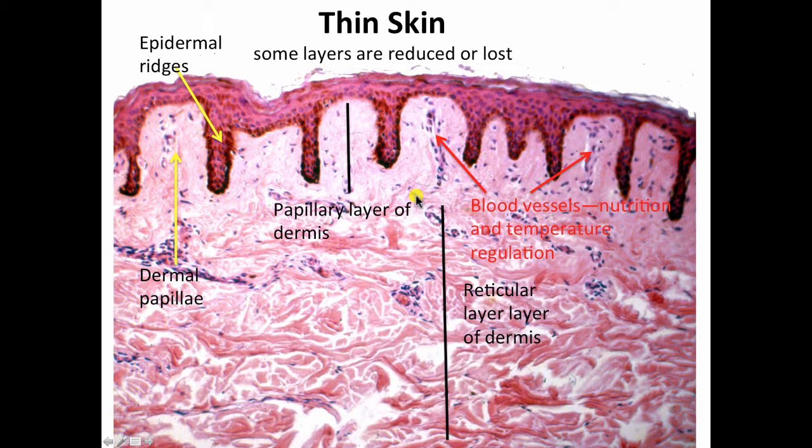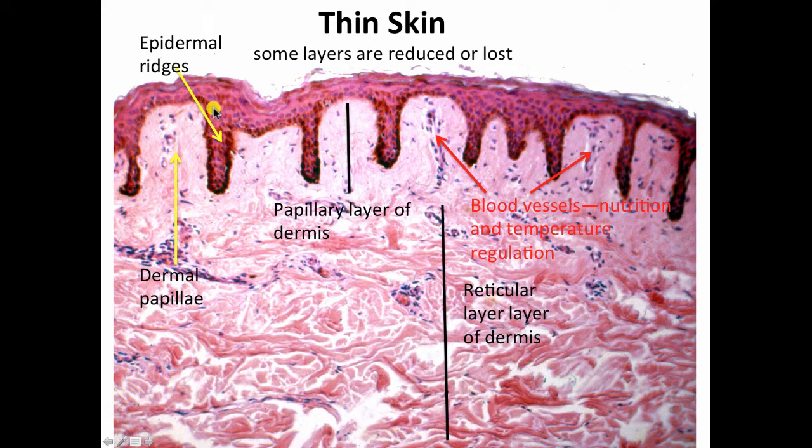In thin skin, some of the layers forming the epidermis are lost. We can still see the stratum basale, we can still see the stratum spinosum, although it's much thinner. There's just a very thin stratum granulosum here and a very thin stratum corneum. But some facets of skin are better shown in thin skin.